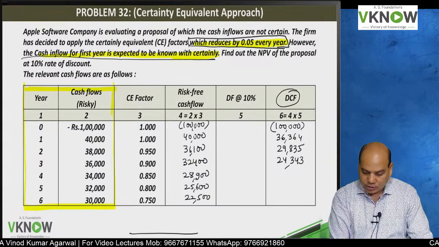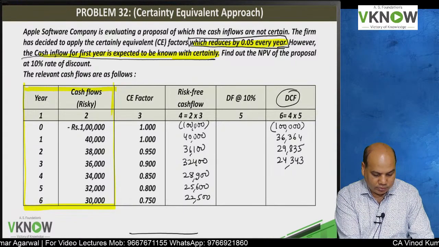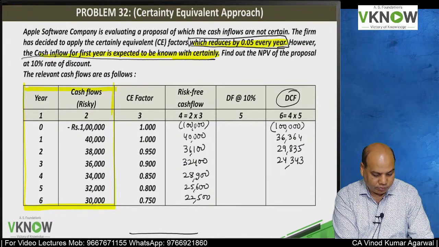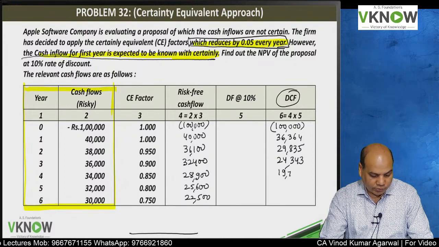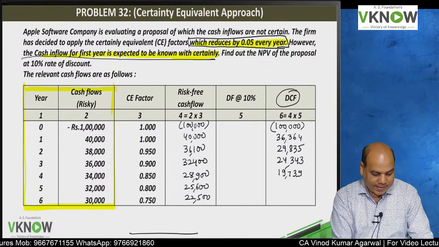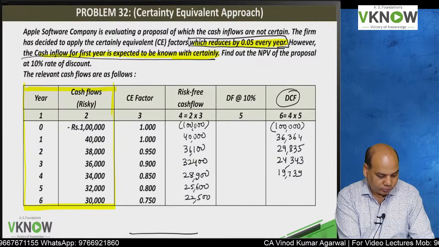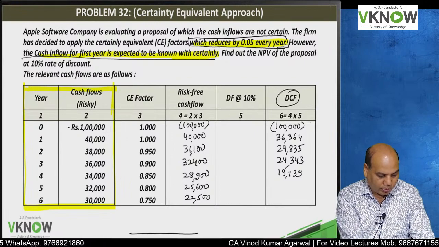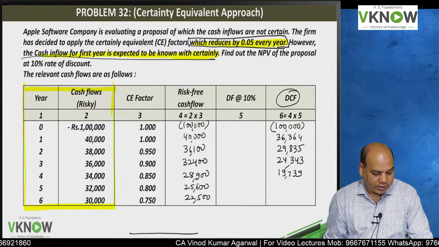Then next is 28,900 divided by 1.10, 4 times equal to memory plus, 19,739. The next, 25,600 divided by 1.10, 5 times equal to memory plus, 15,896.